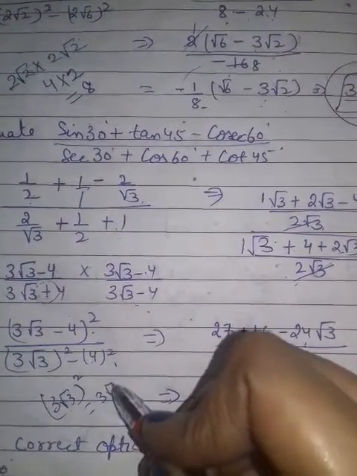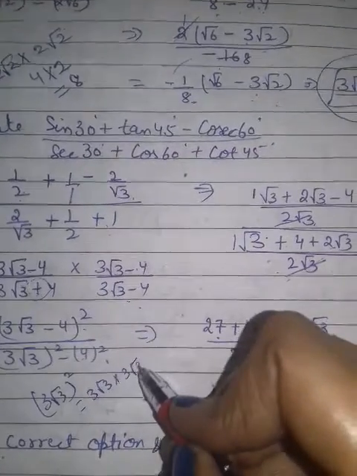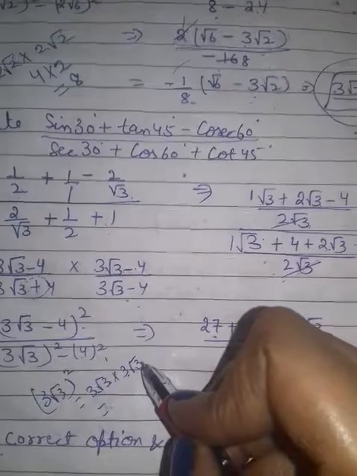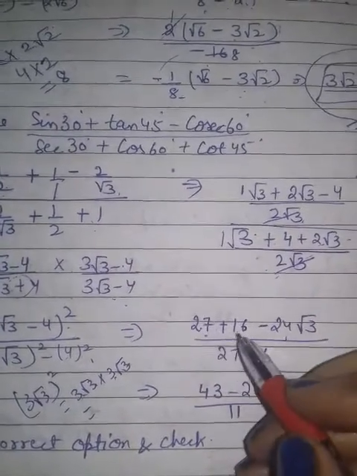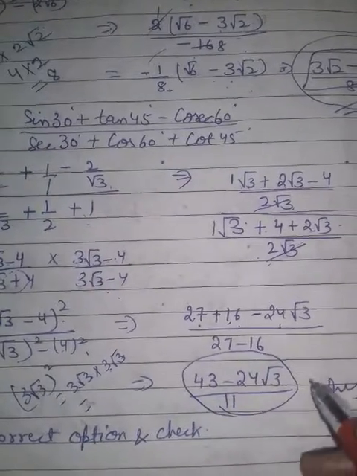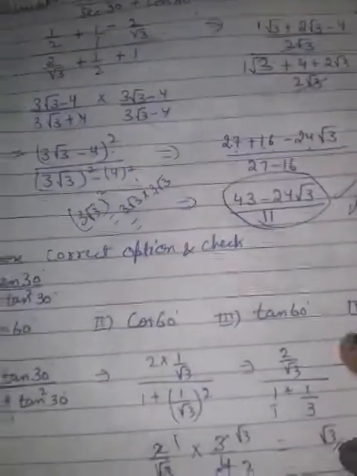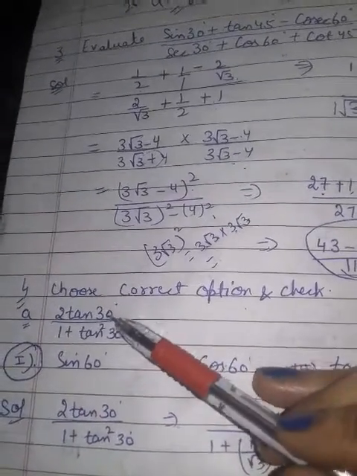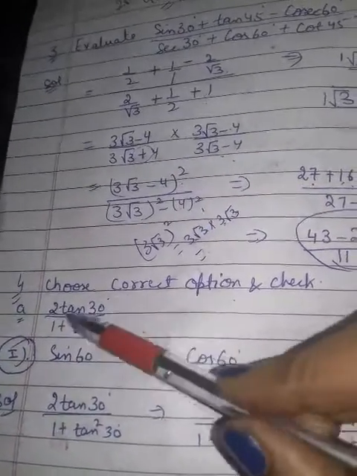A square means 3 root 3 into root 3. 3 into 3 is 9. Root 3 into root 3 is 3. So 27 will be there. 16 you know, and multiplied. After that you are getting this answer. Next, choose the correct option and check. You have to see which answer is correct for this one.